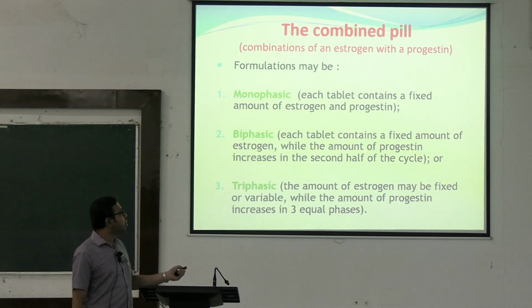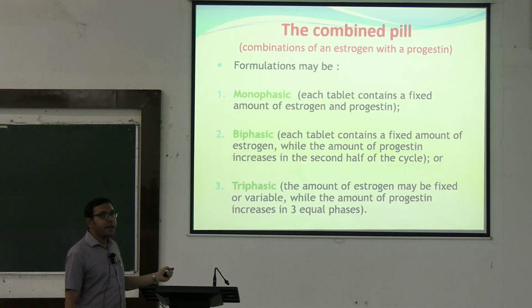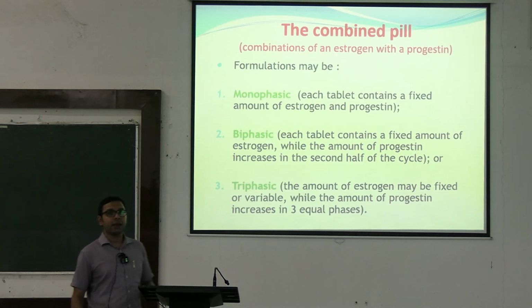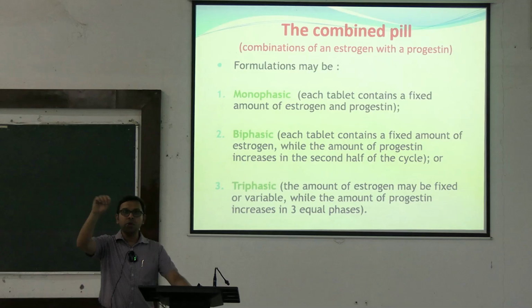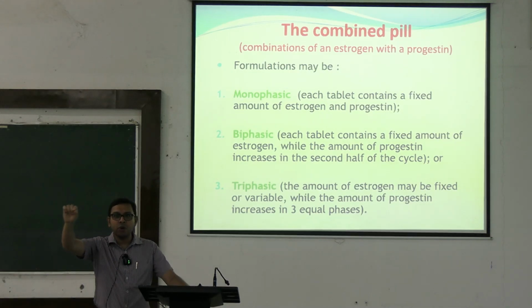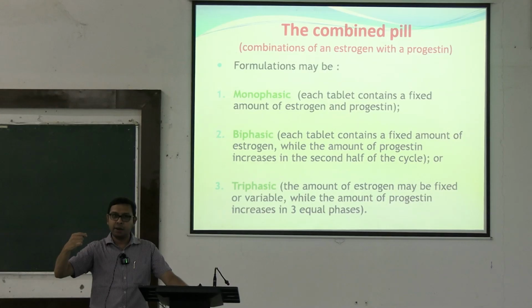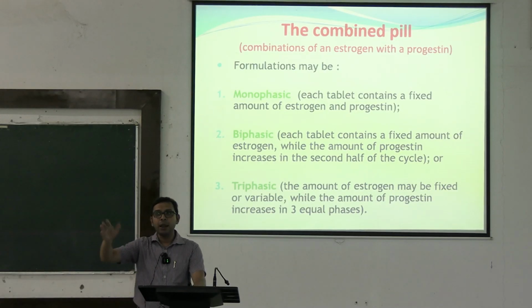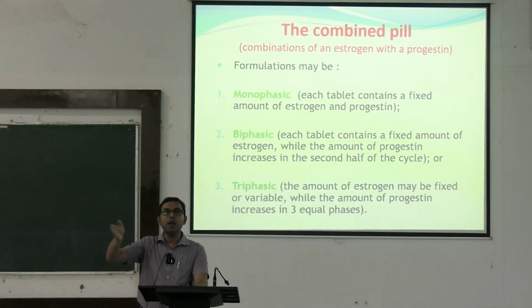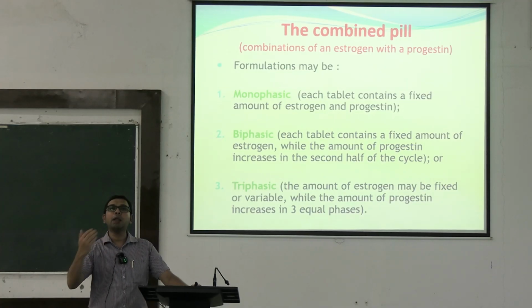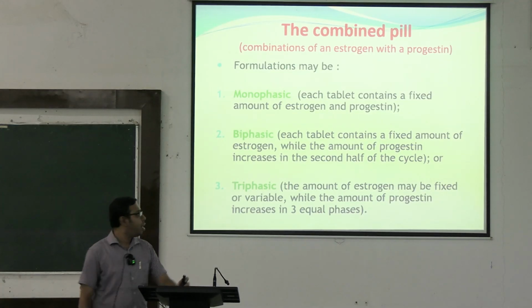Biphasic means each contains a fixed amount of the estrogen, but the amount of the progesterone usually increases in the second half of the cycle. Usually in the strip it is written as day 1, day 2, day 3, day 4 like this. The patient has to take day 1 tablet, day 2 tablet like this. So in the biphasic pill, in the latter part, there will be changes in the progesterone that mimic the normal physiological release of the progesterone.